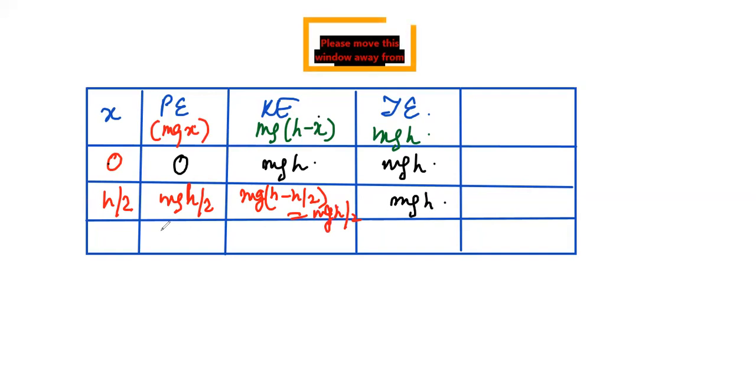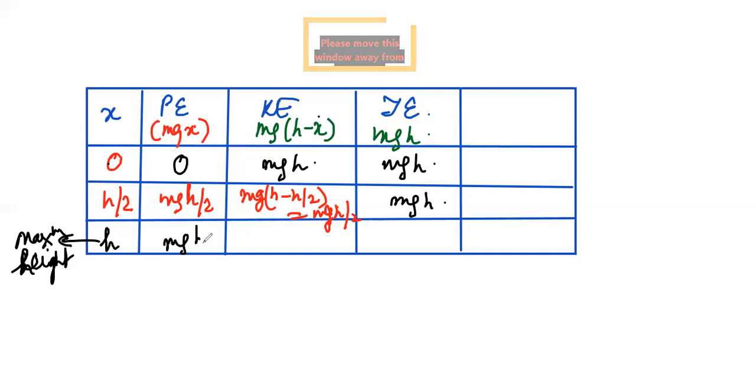So this is your this part. Lastly, when x is at the maximum height, because we have taken maximum height to be h. When it is at maximum height, potential energy is mgh. Kinetic energy at maximum height, if I put x equals to h, is 0, and total energy remains mgh. So children, I can write that potential energy in this case increases, kinetic energy decreases, and total energy remains the same. Am I clear to everyone?